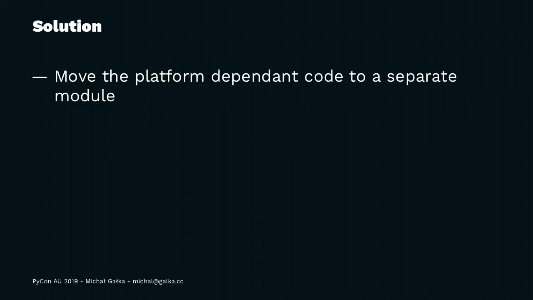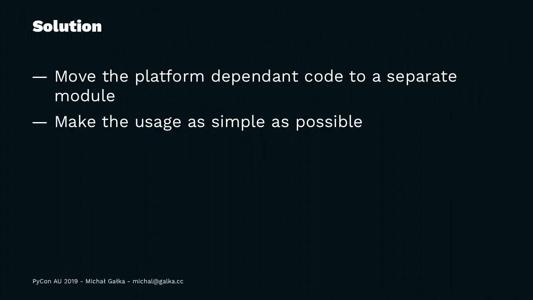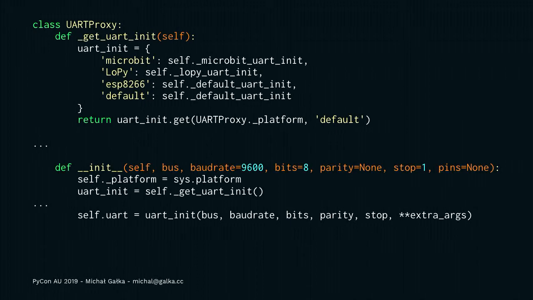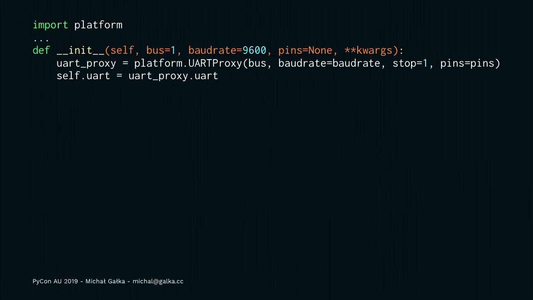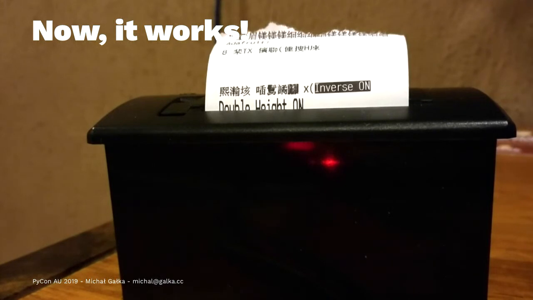So I tried to move the platform-dependent code to a separate module and make it as invisible as possible. I ended up creating some kind of a class that's actually constructing the UART object and putting it in an attribute of the class. It uses sys.platform. sys.platform is a string that's identifying the platform you're running. So for micro:bit, it is microbit. For Lopy, it's LoPy, Pascal case. For ESP, it's esp, etc. Maybe it's not beautiful, but I had it in the separate module and ended up with something like that. So I just constructed it, got the UART port, and, well, it worked. Sort of. And it worked.